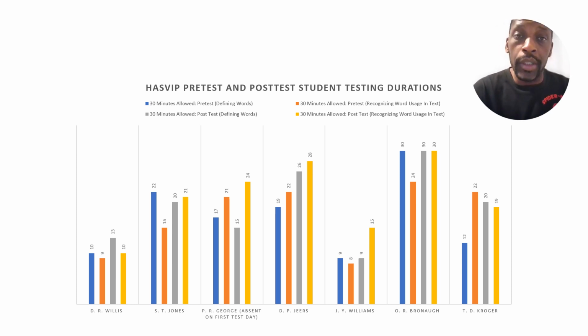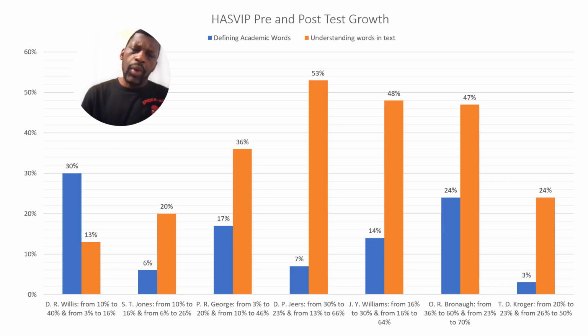The reality was students rushed through without carefully reading, according to the observations. Growth data: the scholar practitioner did not achieve the SMART goal of 80% mastery. Achieving 80% mastery requires students to define 24 of the 30 academic words accurately. However, the scholar practitioner noted that all but one student made gains on both sections of the post-assessment.